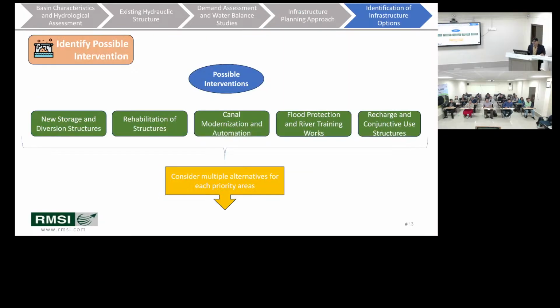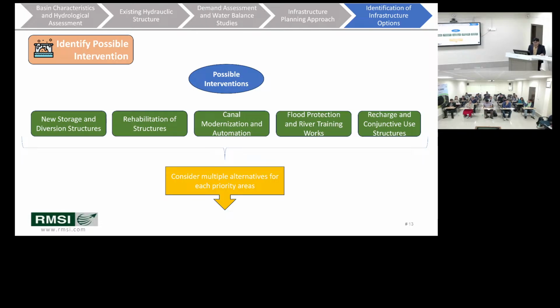Then what are the possible interventions you should consider while designing new storage, diversion, and rehabilitation of the structures. Your rehabilitation plan should also be there. Then canal modernization, automation, flood protection, river training works, recharge, conjunctive recharge. As we discussed, spring shed recharge schemes.